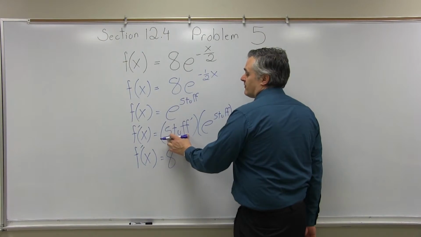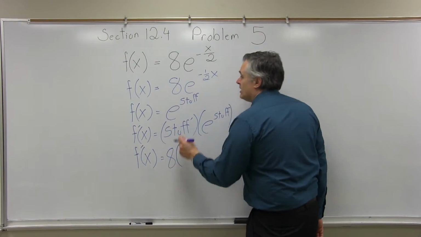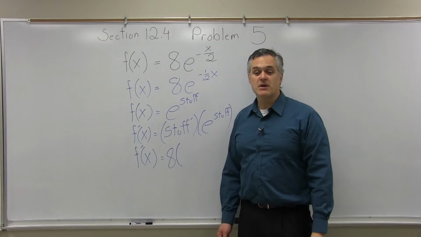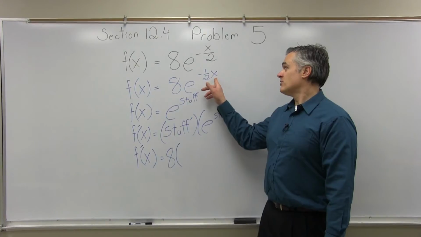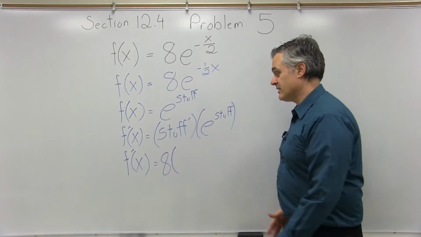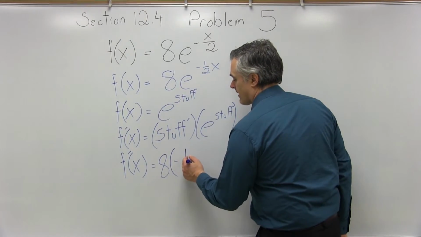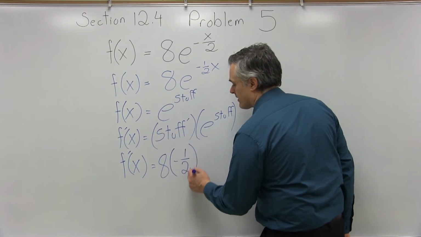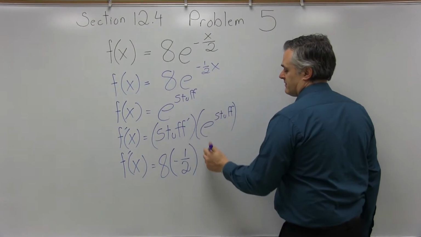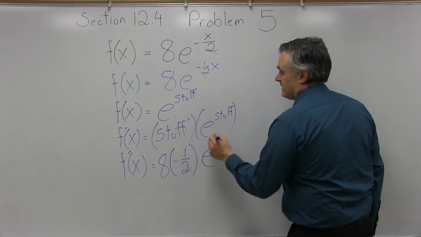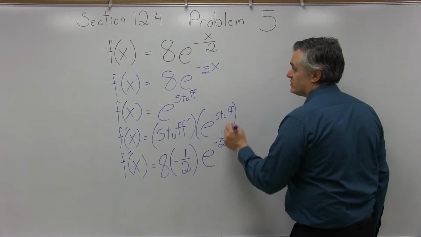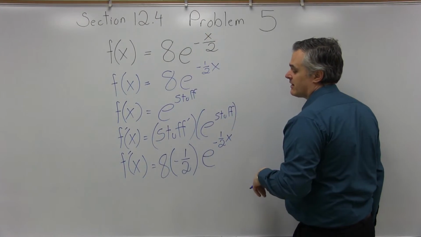And now I'm going to put stuff prime. So the stuff is negative 1/2 times x. So what we have is an x to the first power. When you do the derivative, it is the number in front of the x, which in this case is a negative 1/2. Don't forget the negative. And then e to the stuff, just the way it is. So e to the negative 1/2 x, which you can put back to negative x over 2 if you like.